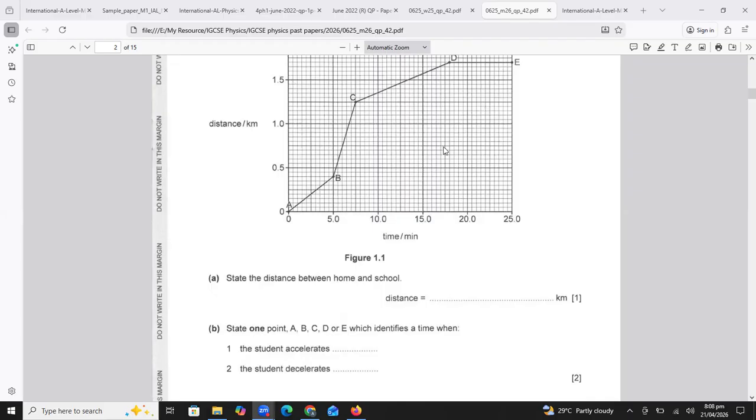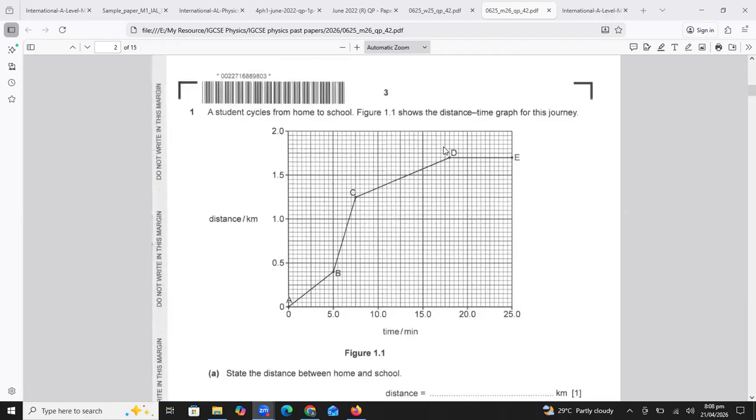All right, accelerate. So how can we find in which section of the journey the student is accelerating? Look, this is a distance time graph. And with the gradient of a distance time graph, we can find the speed. Or with the gradient of a speed time graph, we can find acceleration. So how do I know whether the student is accelerating or not? So acceleration means if the gradient of any section is greater, it means that the student is accelerating.